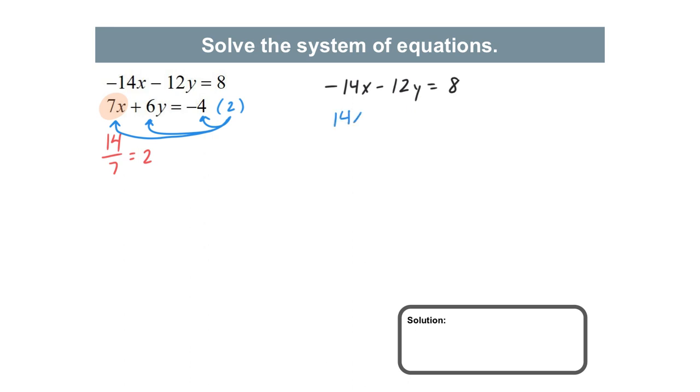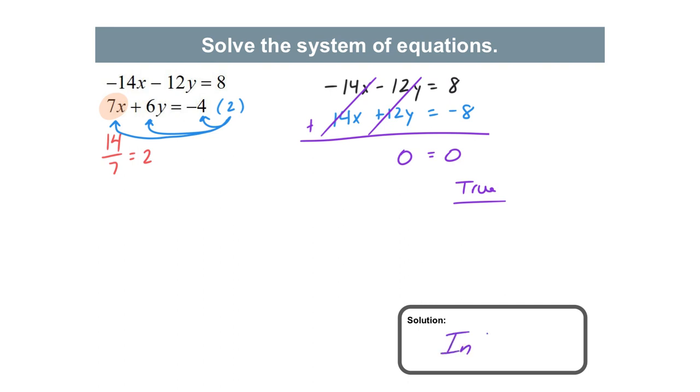So I will get 14x plus 12y equals negative 8, and then add them up. That eliminates, that eliminates. This is one of our special cases. 0 equals 0 is a true statement, but remember we can't leave our answers true, so our answer is infinite solutions.